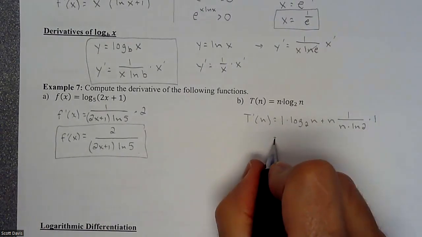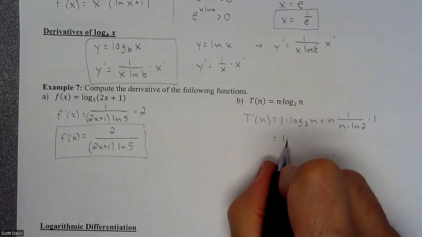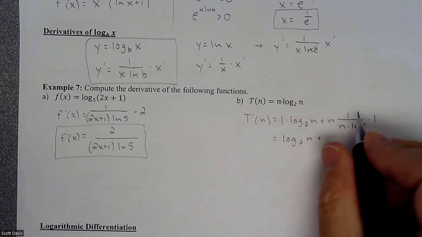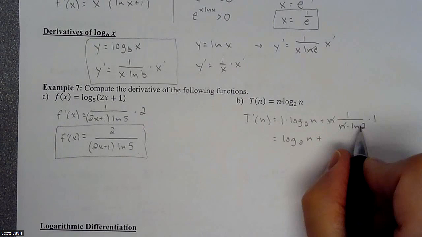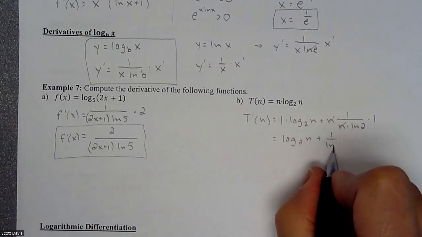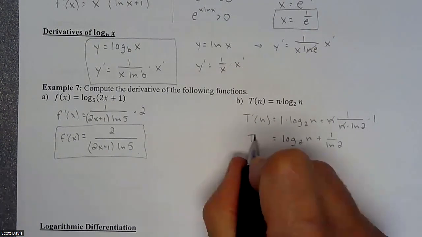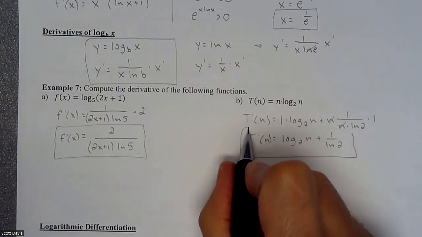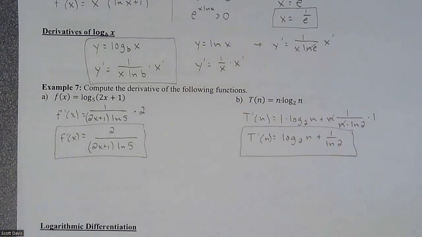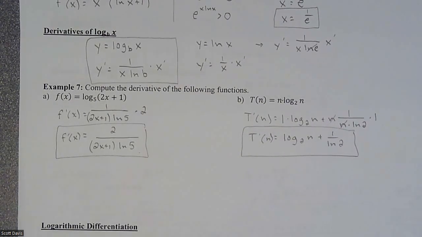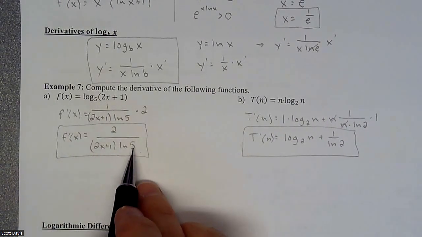All right, so let's clean it up. This just becomes log base 2 of n plus that n cancels with that n. We're really just left with 1 over natural log of 2. And that is all we can do. That's your derivative. So not bad, just you have this one extra little piece that's always going to be kind of sitting in there because the base is something other than e.